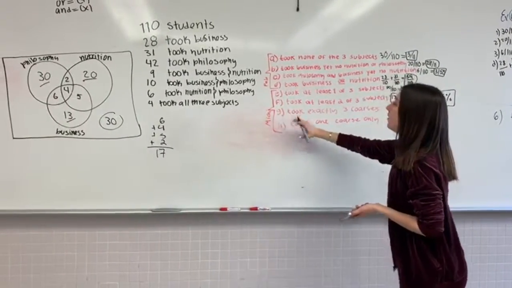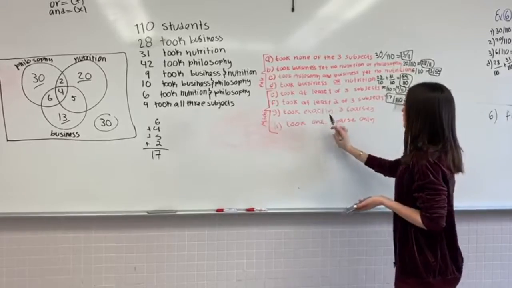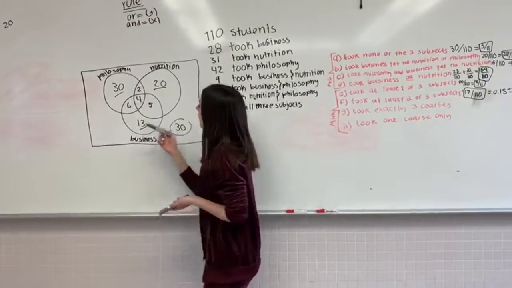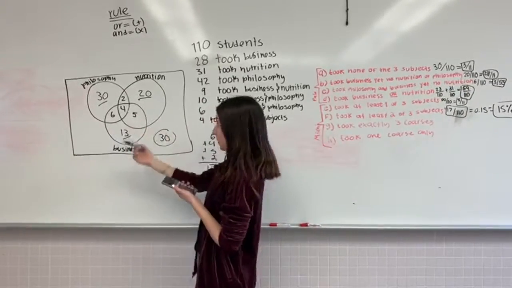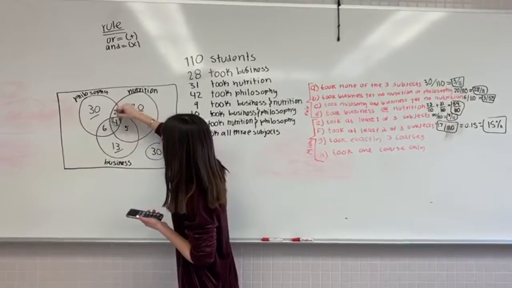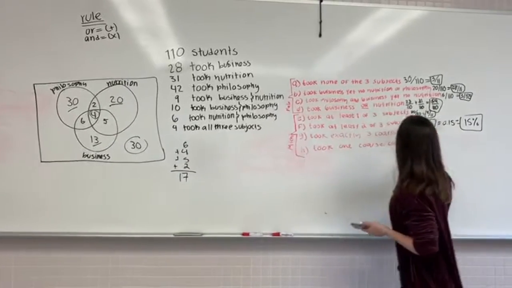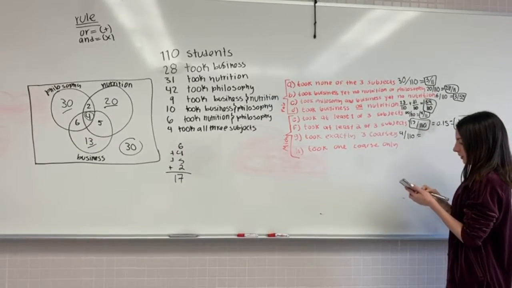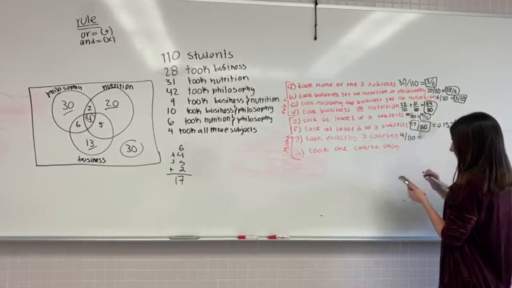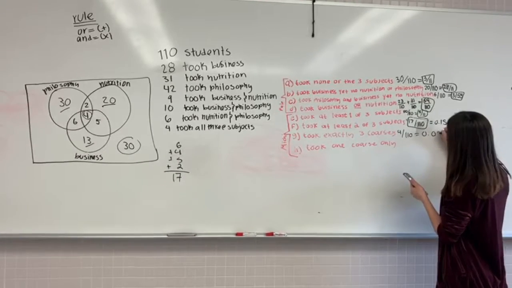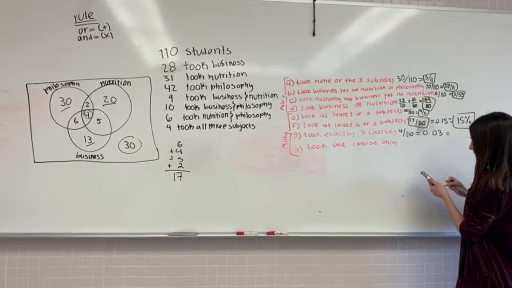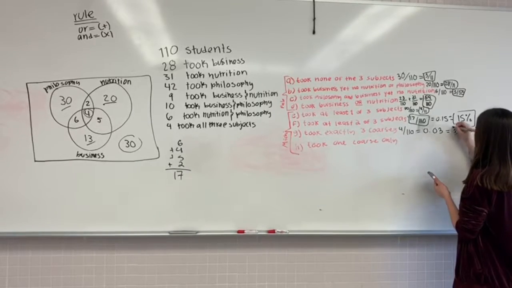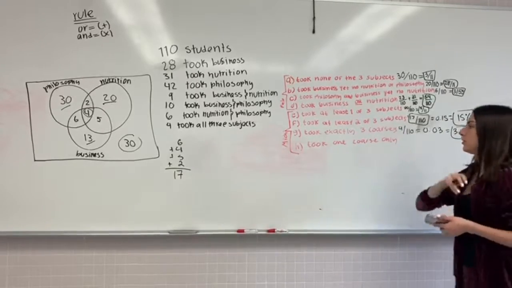Now, our next problem says took exactly 3 courses, which means that if we go to the Venn diagram over here, the only people that took 3 courses exactly are these ones in the middle. And you know that there are 4 out of 110. So 4 divided by 110 equals 0.03, which is equal to 3.63% of people took 3 courses.